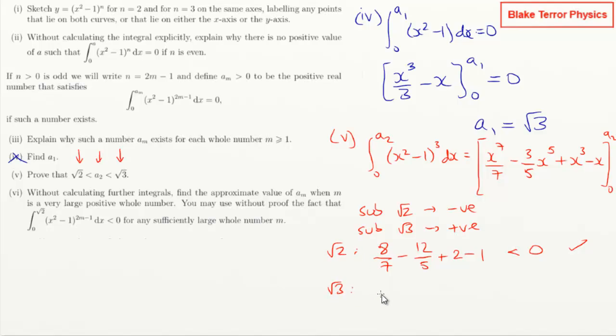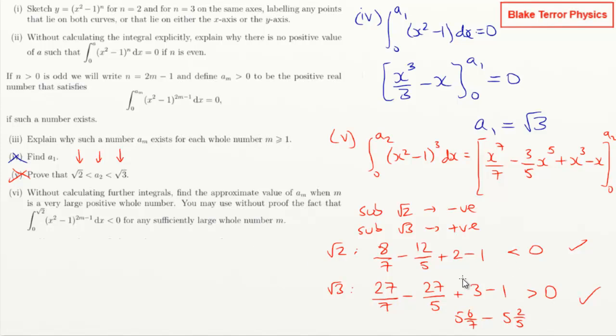Then we put root 3 in. So I'm going to get 27 over 7. Then it's going to be 3 times 9, 27 over 5, plus 3 minus 1. Right, so that is slightly more annoying than we got on this. So what have I got there for 27? So that is 3 6/7 plus 2, so 5 6/7 minus 5 2/5. So that is greater than 0, and happy days.